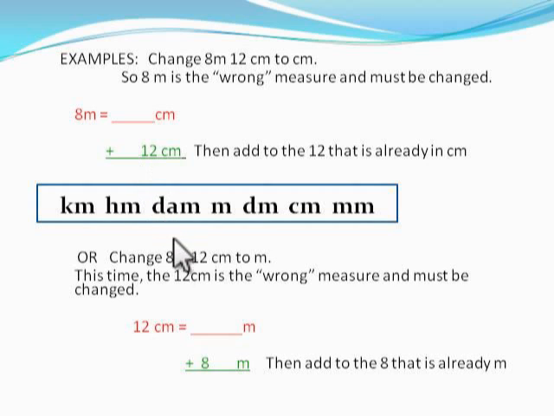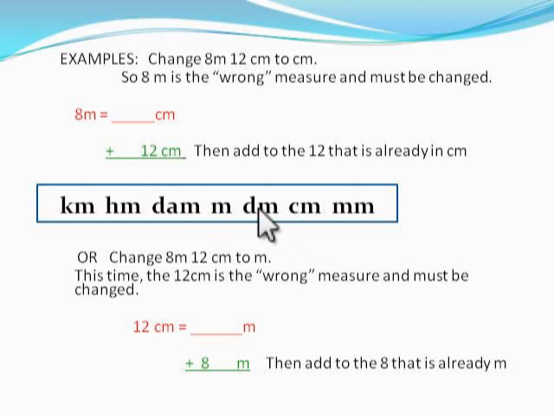This example is just doing it the other way around. If we have our 8 meters, 12 centimeters, and we're going to change them to meters, then 12 is the one that is technically wrong, and we're going to change it and then add it to our 8. So how do we change centimeters to meters? We're going from small to large, so we're going to divide. You might notice that basically that means if you're moving left on the chart, you're going to divide. If you're moving right on the chart, you're going to multiply.